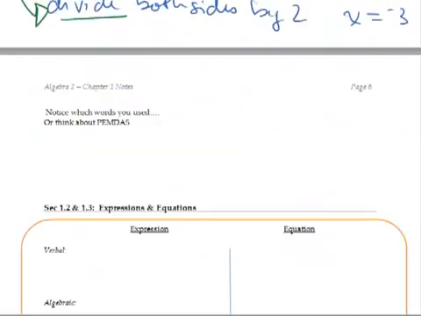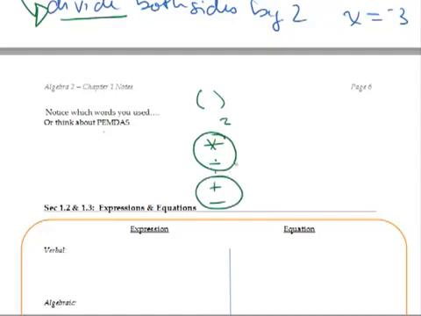So PEMDAS. In PEMDAS, remember what this stands for? Please excuse my dear Aunt Sally. That helps us remember parentheses, exponents, multiplication, division, addition, and subtraction. Those are our symbols. Notice these two together, notice these two together. Those are the ones we just talked about as being inverse operations of each other. The M and the D and the A and the S, they go together.